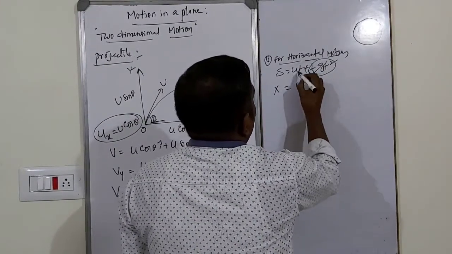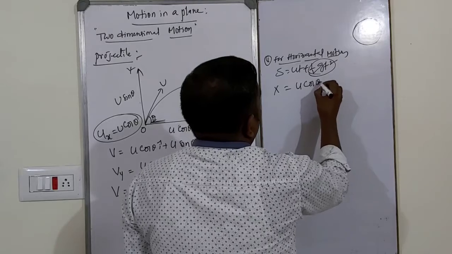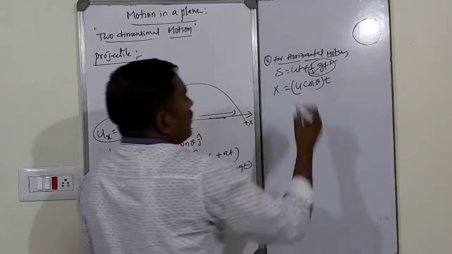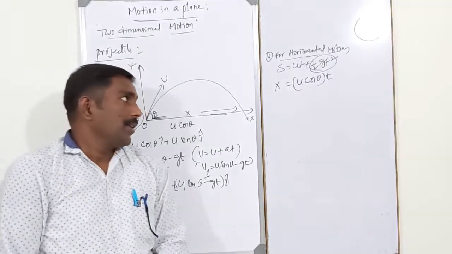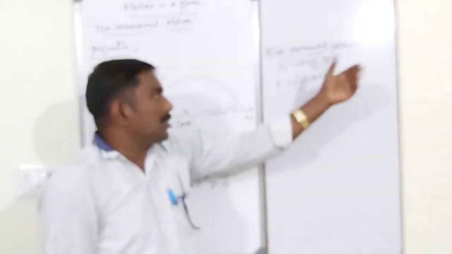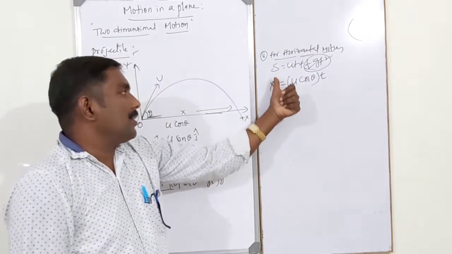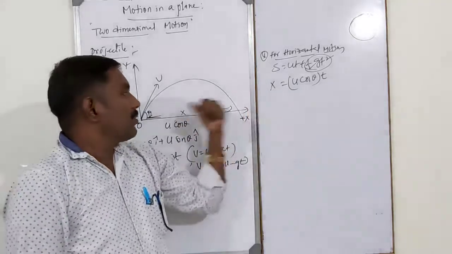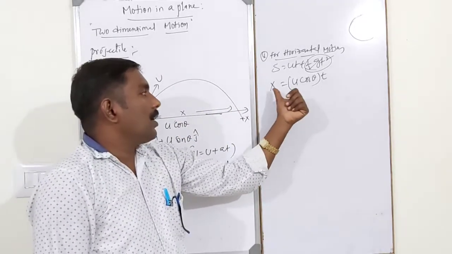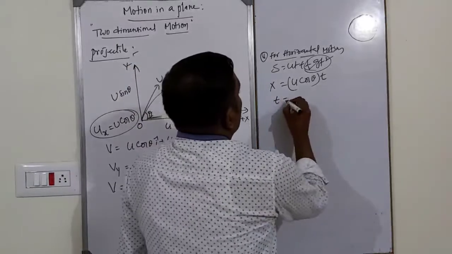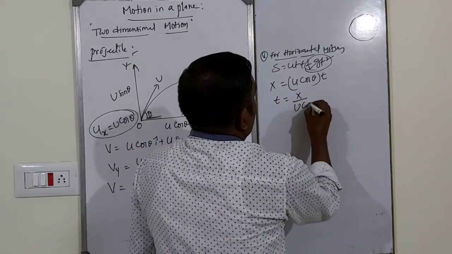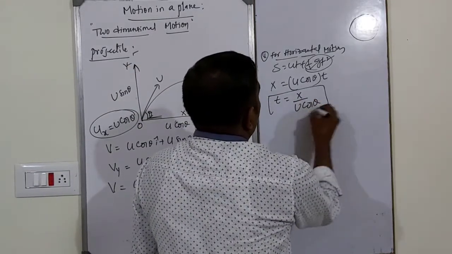So x is equal to u cos theta into t. Here g is equal to 0 because along the horizontal there is no gravity. Now for the horizontal direction, the displacement of the projectile is nothing but x. s is equal to x, and u cos theta into t. Now t is equal to what? x by u cos theta.